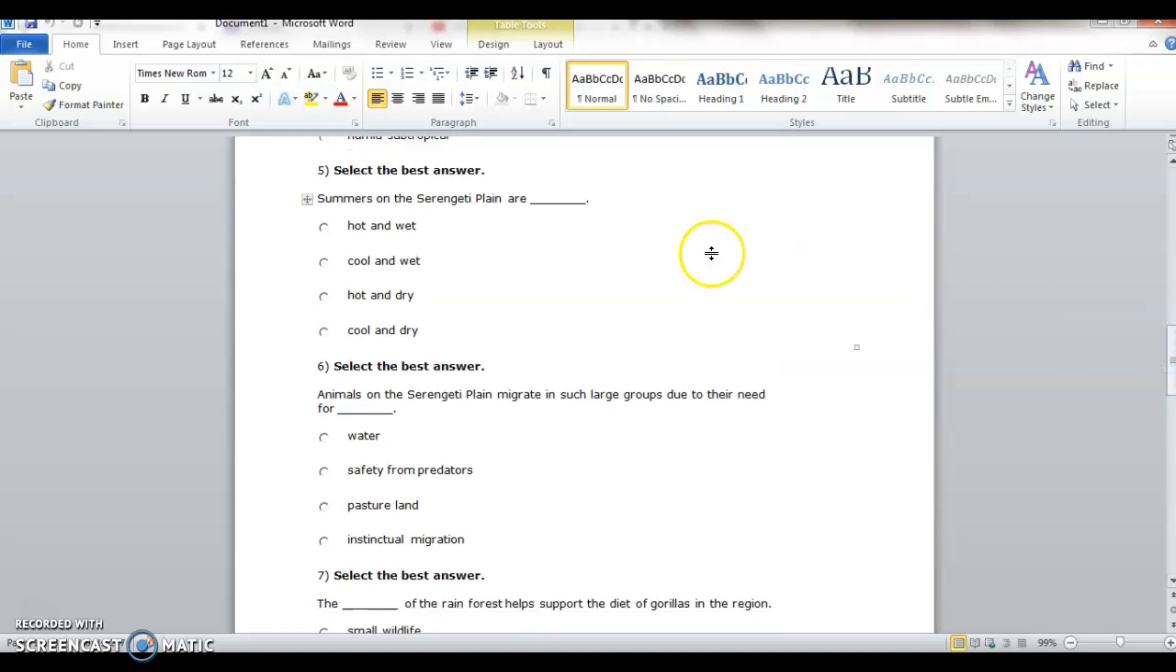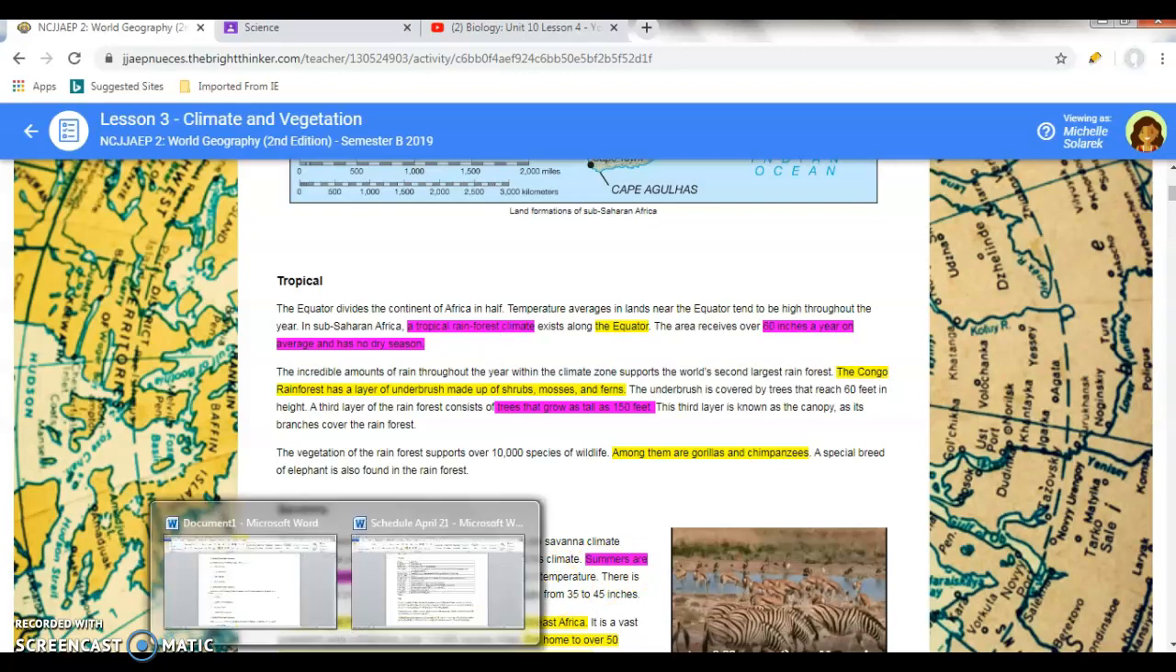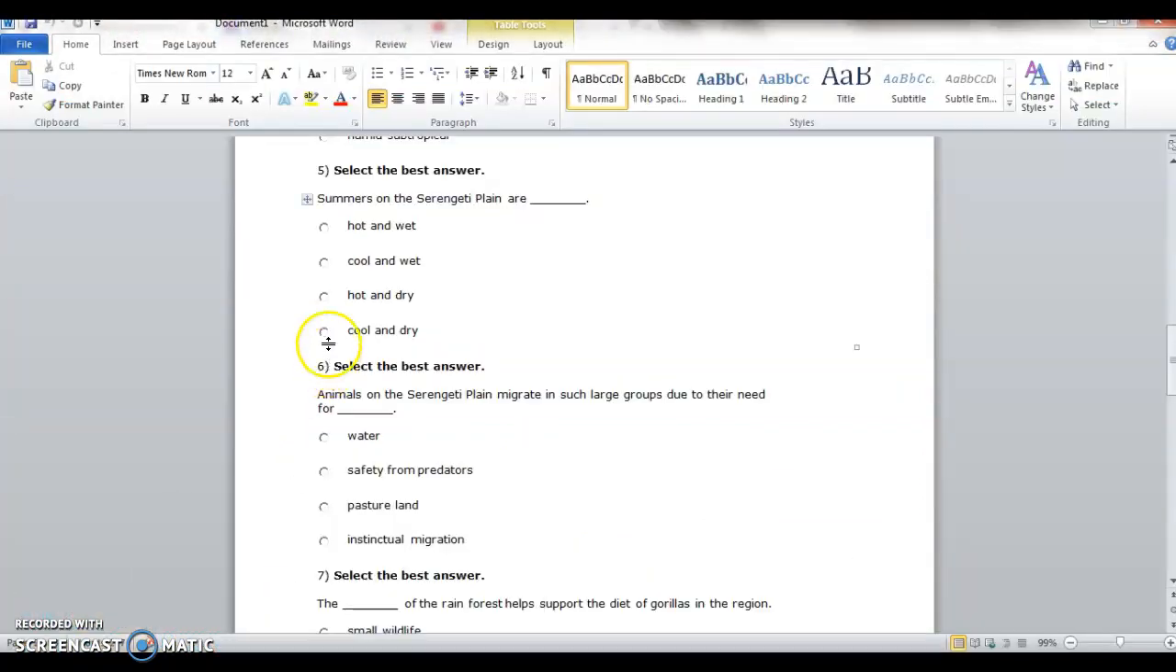Summer in the Serengeti Plains, I apologize for my pronunciation, are blank. So going back, we can find that right here, right where it talks about the Serengeti Plain. Summers are very hot and wet, and we find summers are hot and wet. That's the answer.